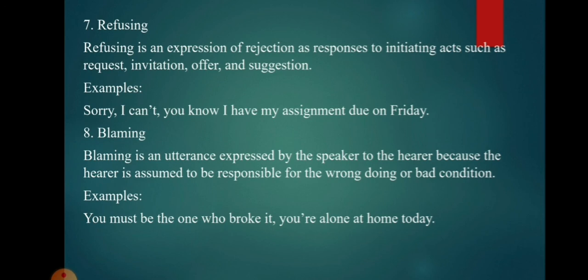Then the next we have blaming. Blaming is an utterance expressed by the speaker to the hearer because the hearer is assumed to be responsible for the wrongdoing or bad condition. For example, "You must be the one who broke it. You're alone at home today." This is the act of blaming. So, you must be the one who broke it because only you were at home. Yes, that's a kind of blaming.